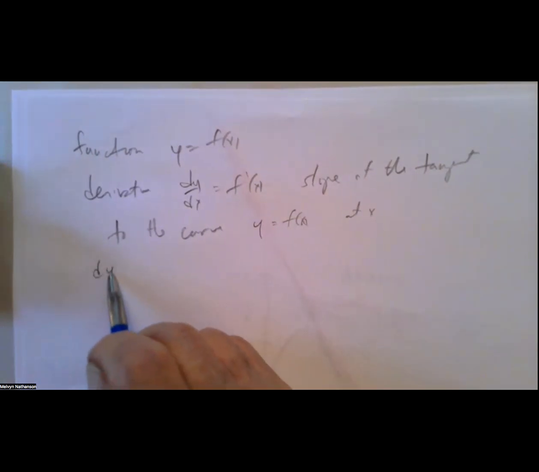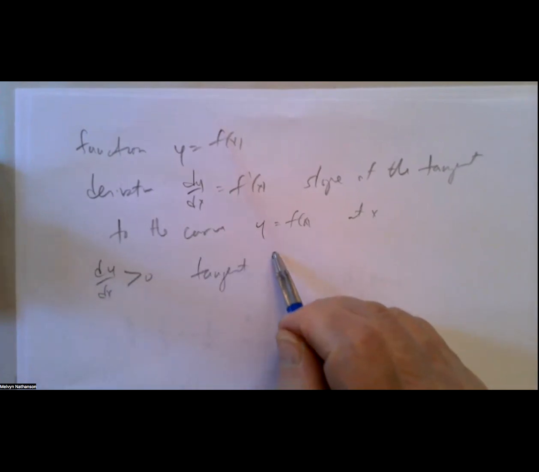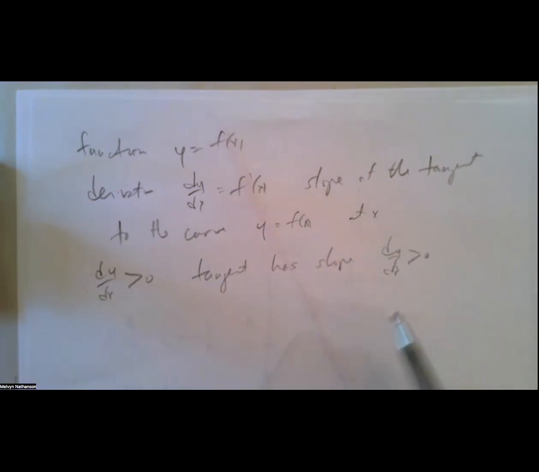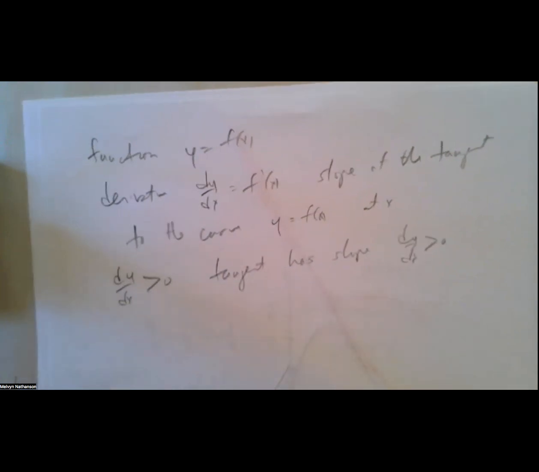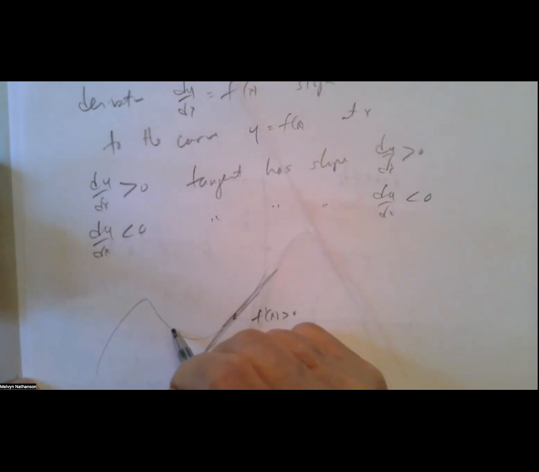So if dy dx is positive, the tangent has a slope, dy dx, which is positive, that means on the curve, the tangent line has positive slope. It's going up. If dy dx is negative, the tangent has slope dy dx negative. That means at that point, the tangent line is going down.